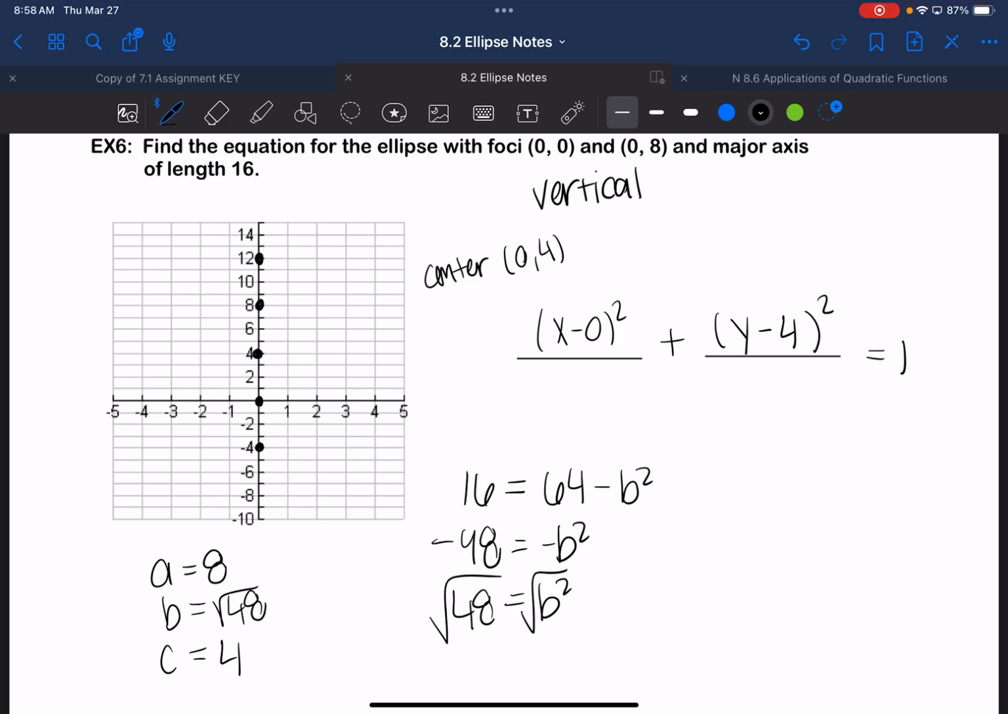Okay, we said we're running vertically. So that's going to put the 64 under the Y and the 48 under the X. So there's my equation.